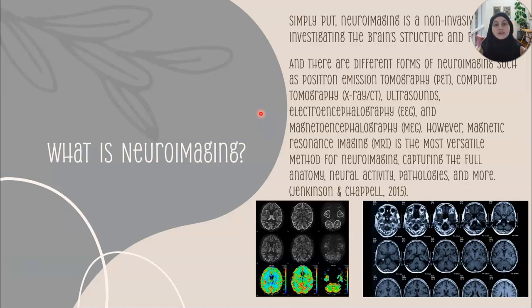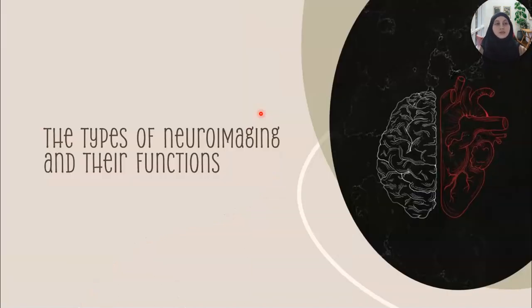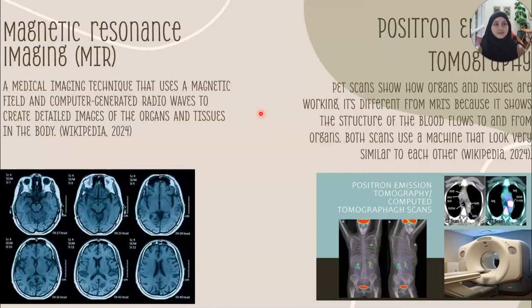However, magnetic resonance imaging (MRI) is the most versatile method for neuroimaging, capturing the full anatomy, neural activity, pathologies, and more. Now I'm going to get into the different types of neuroimaging and their functions. Magnetic resonance imaging is a technique that uses a magnetic field and computer-generated radio waves to create detailed images of the organs and tissues in the body.